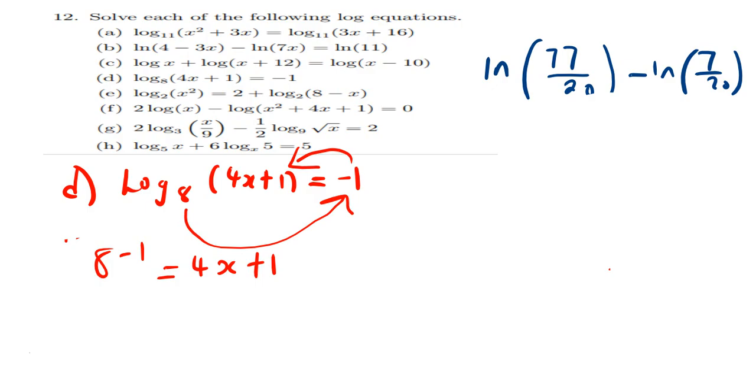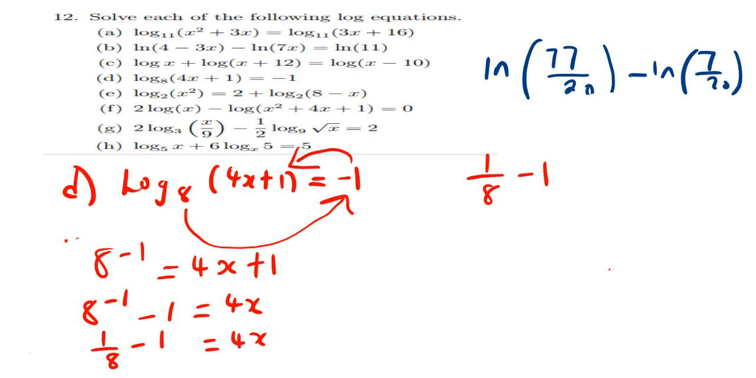Then what do we have? I can now find the value of x. For me to remain with x on one side, when I take the 1 to the other side, it will be 8 to the power negative 1 minus 1 is equals to 4x. 8 to the power negative 1 is just 1 over 8, so 1 over 8 minus 1. If I solve this, that is negative 7 over 8.